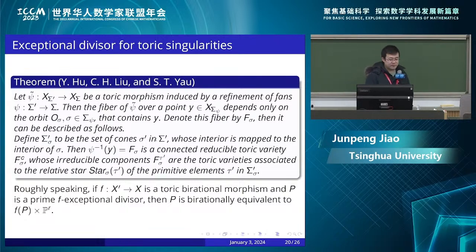But roughly speaking, it says if X' to X is a toric birational morphism and P is a prime exceptional divisor, then this exceptional divisor is birationally equivalent to a P^r bundle over its image.